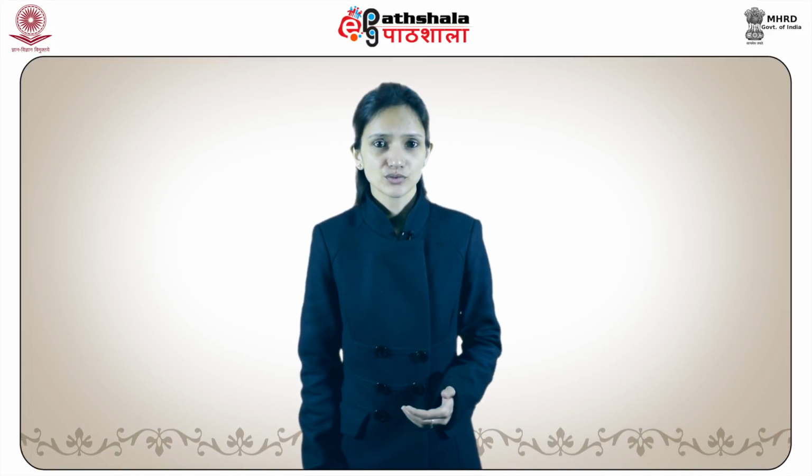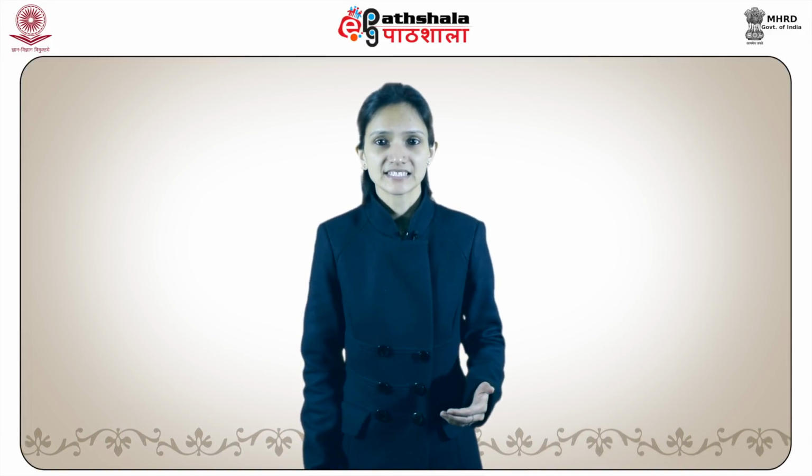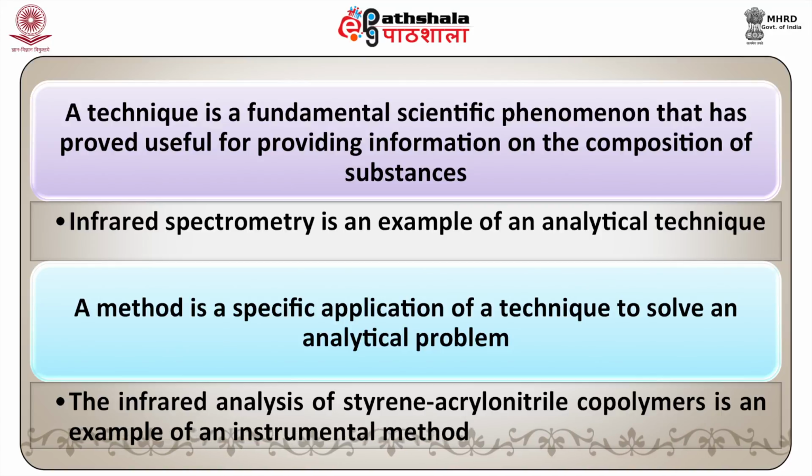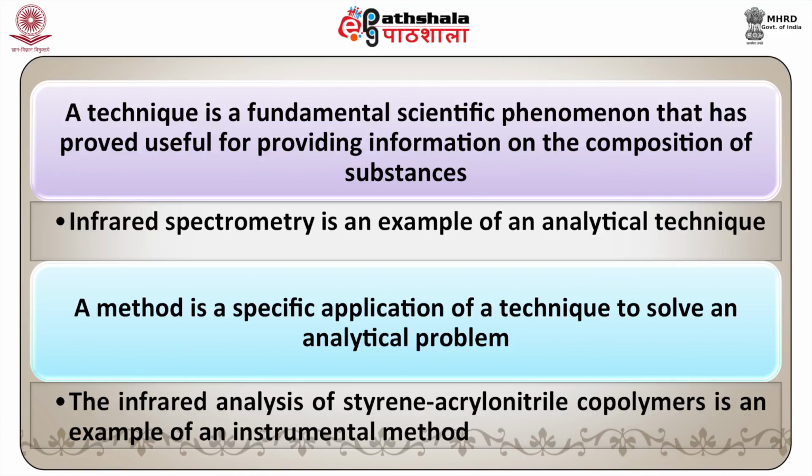It is necessary to distinguish between the terms analytical technique and analytical method. A technique is a fundamental scientific phenomenon that has proved useful for providing information on the composition of substances. Infrared spectrometry is an example of an analytical technique. A method is a specific application of a technique to solve an analytical problem. The infrared analysis of styrene acrylonitrile copolymers is an example of an instrumental method.